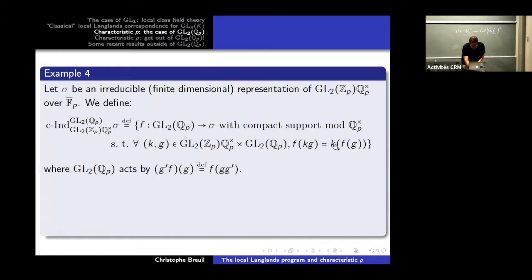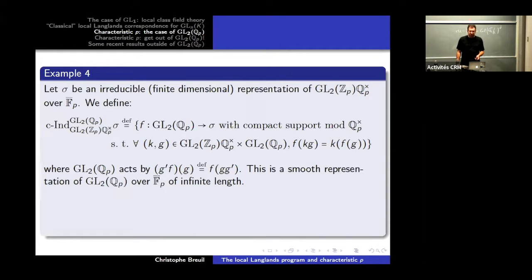F of Kg is K applied to F of g, remembering that F of g lands into sigma, and so K acts on F of g via this finite dimensional representation, sigma of GL2 ZP QP cross, okay? And GL2 QP again acts by right translation on functions, okay? So this is called a compact induction, okay? So it looks nice. The only problem is that it is of infinite length. It's a smooth representation. I didn't say it, but with these functional equations, they are automatically locally constant. And so this is a smooth representation of GL2 QP over FP bar of infinite length.